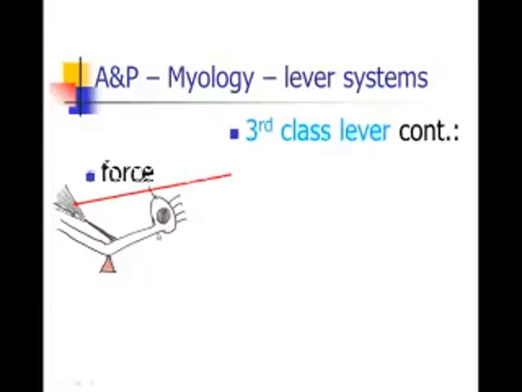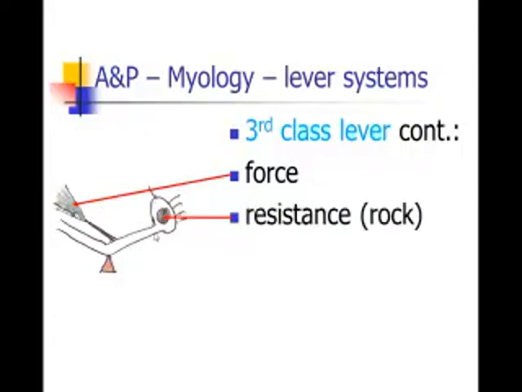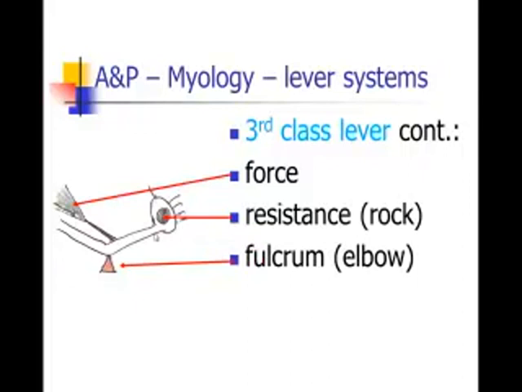Okay, so there's a force being created by a flexor of the forearm, let's say the biceps brachii. We have a couple of flexors of the forearm, but we'll use biceps brachii. Here's the resistance. That's a rock in the palm of the hand, and then the elbow is going to be the fulcrum.